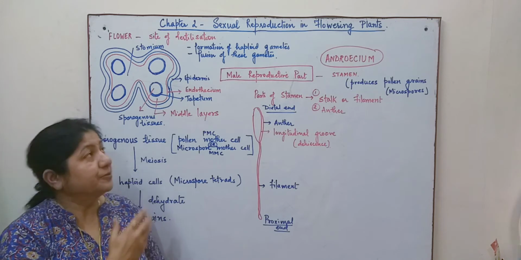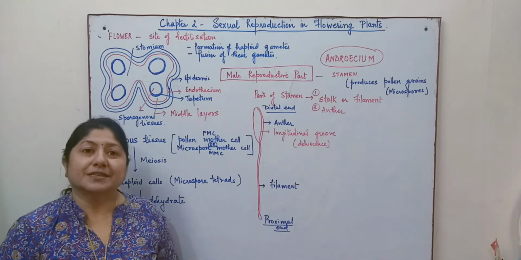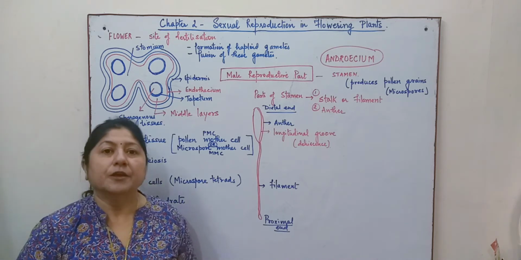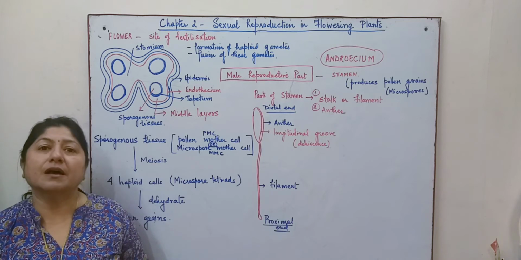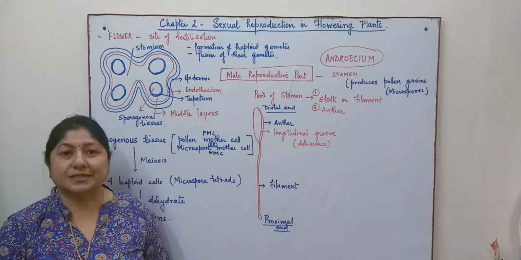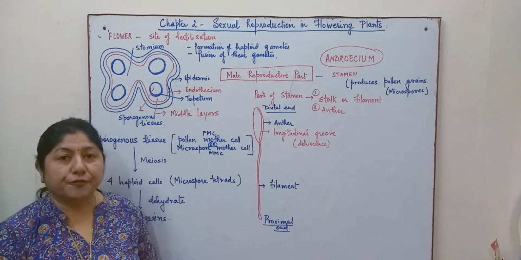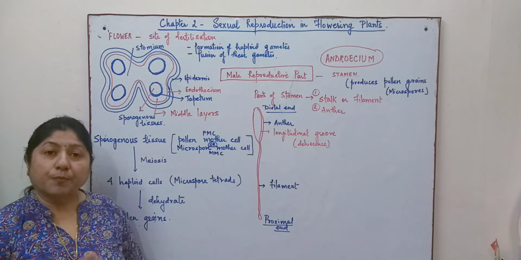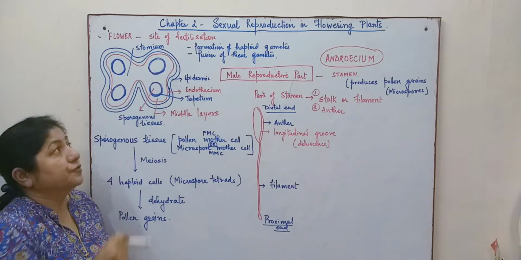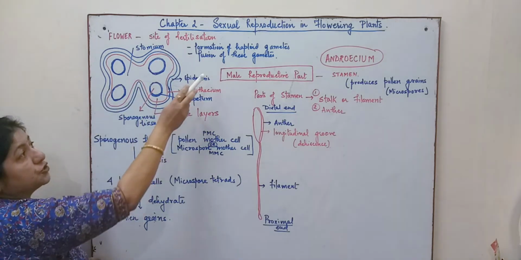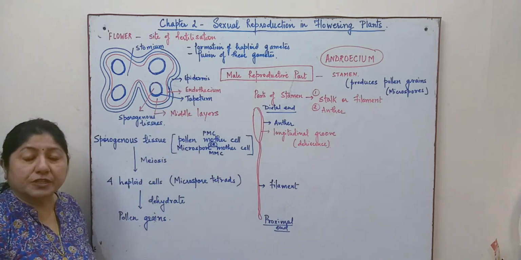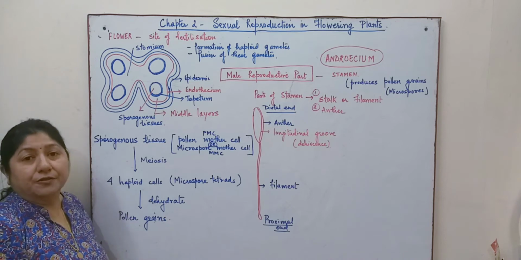Now this chapter 2 introduces sexual reproduction in the case of plants. We all know the angiosperms are the flowering plants, and the purpose of the flower is to support fertilization. So the flower is the site of fertilization, where the formation of the haploid gametes takes place, and also the fusion of these gametes happens within the flower.